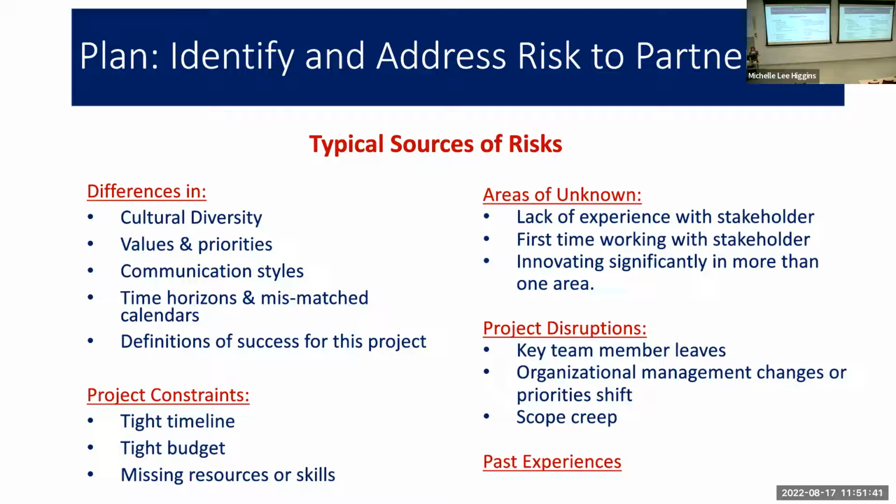Project disruptions, people leave, organizational management changes priorities and scope creep. And then also just past experiences. I know that Allison mentioned that we don't have a great track record of working with all populations in our neighborhoods, with all communities. There might be some sore spots that have been left over before, right? Those can be risks.